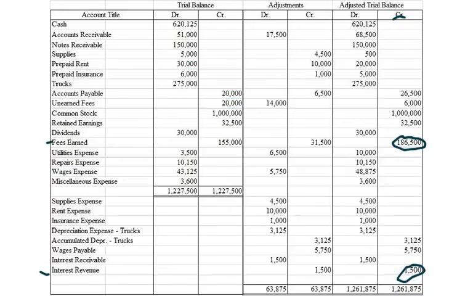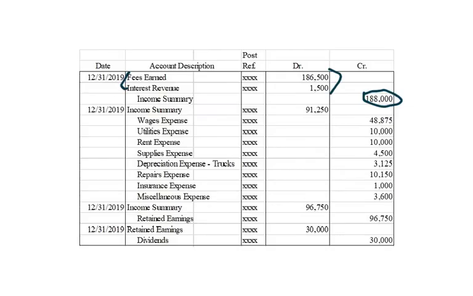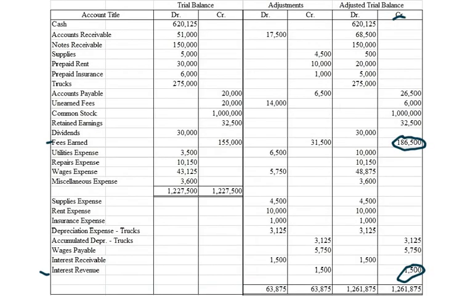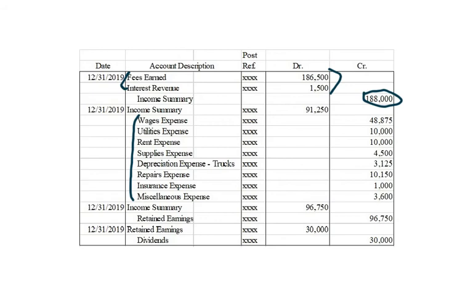Now we've got to close out our expense accounts. So there's all the expense accounts we have to close out. It's the same procedure. We just look and see what their balances were. All the balances are given right here, and they're all a debit balance. So all those, that little circle there, are being closed by crediting them for whatever you see there. Whatever the wages expense balance was, $48,875, utilities, rent, supplies, depreciation, repairs, and insurance expense are all now going to be credited with that amount.